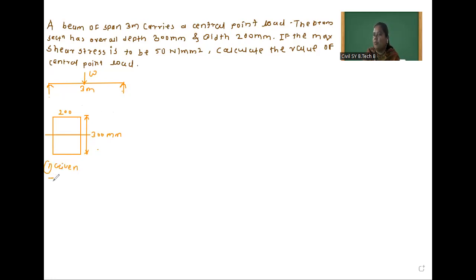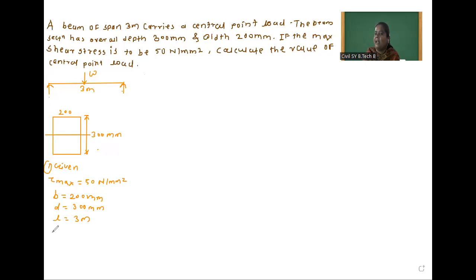So already given parameters, first we will write and then we will solve. So given tau max, which is equal to 50 Newton per mm square. Next, width of section B is given 200 mm. Depth of section D is given 300 mm. Span L is given 3 meter.